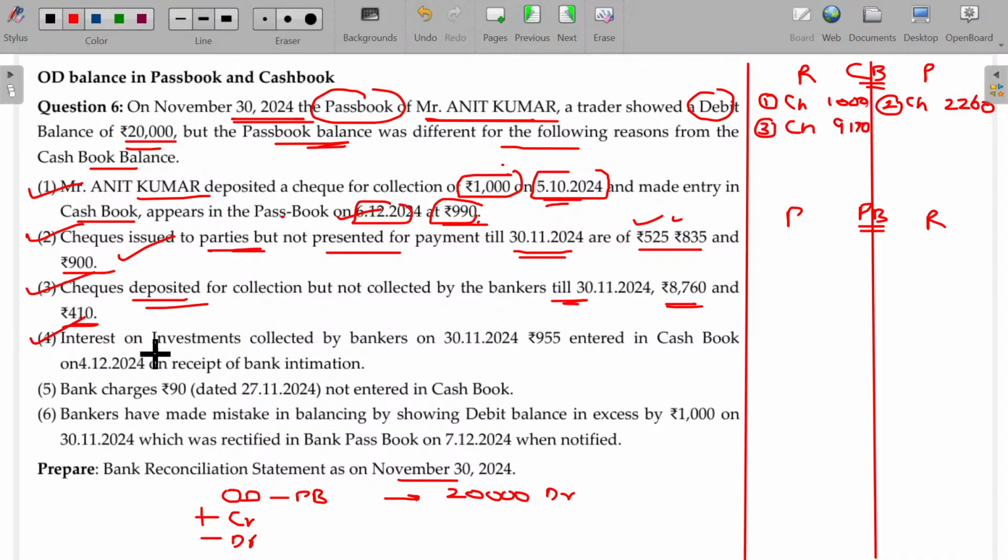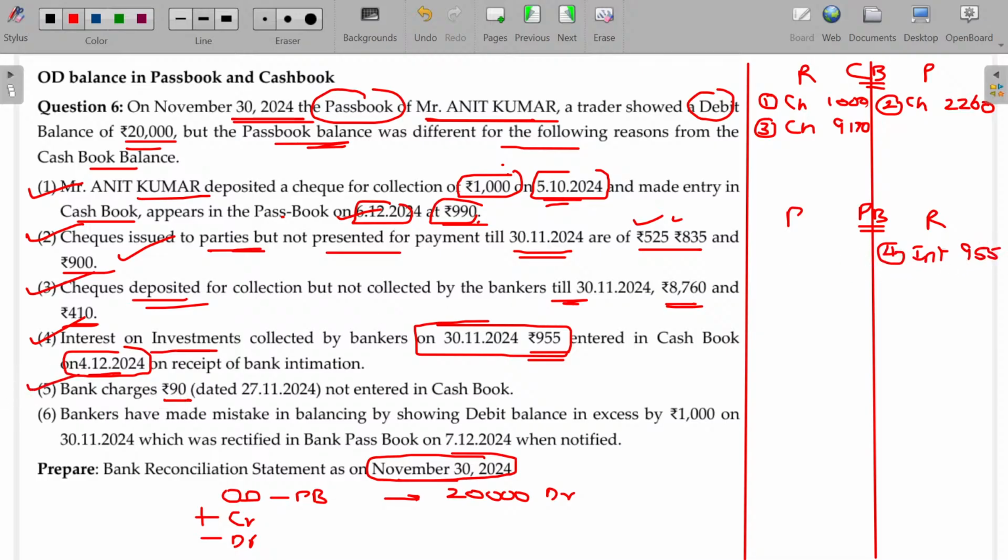Fourth one, interest on investments collected by the bankers, 955, entered in the cash book on 4/12. The banker has recorded it within the year end, but we know only on 4th December and we recorded only on 4th December. On the date of reconciliation, it is not recorded in the cash book. So it is recorded only in the passbook for interest receipts, value being 955, not shown in the receipt side of the cash book.